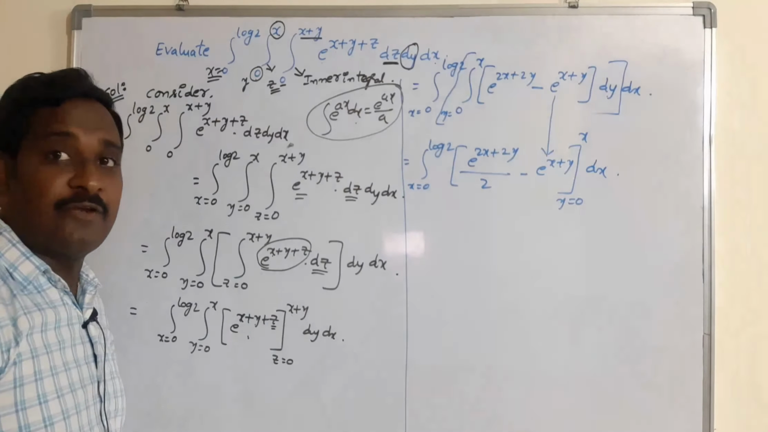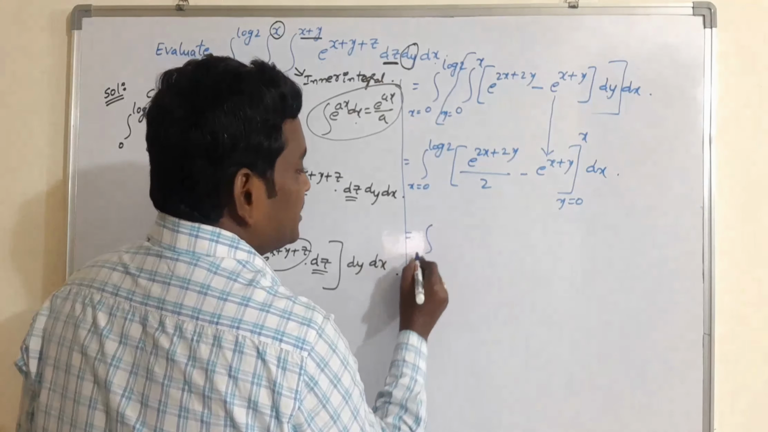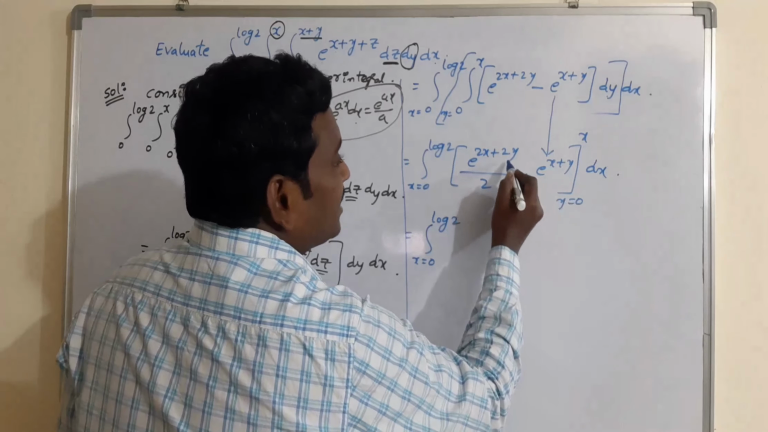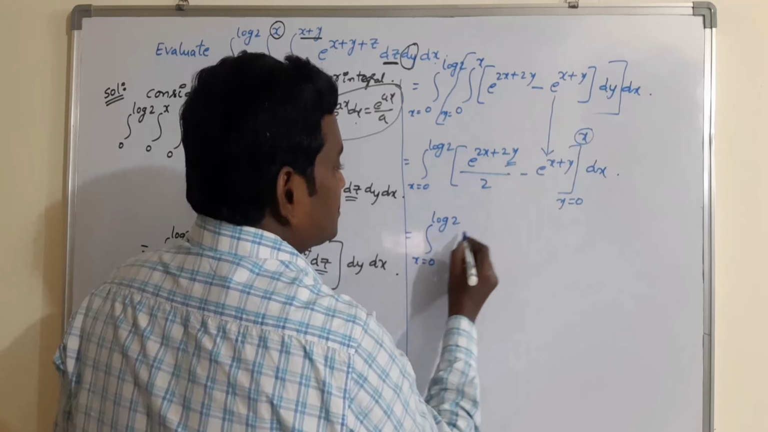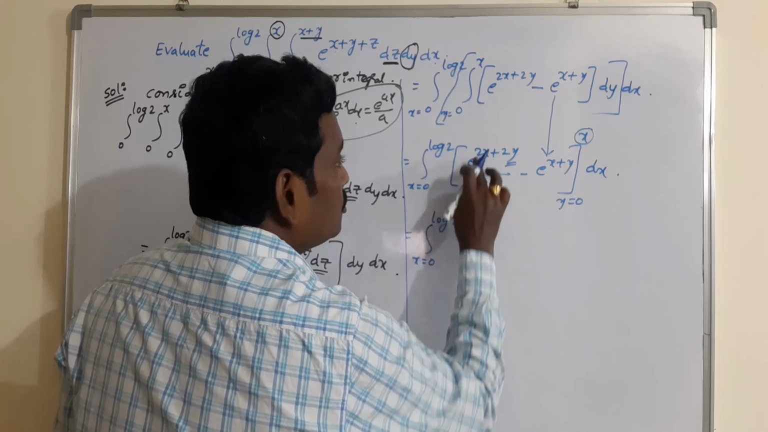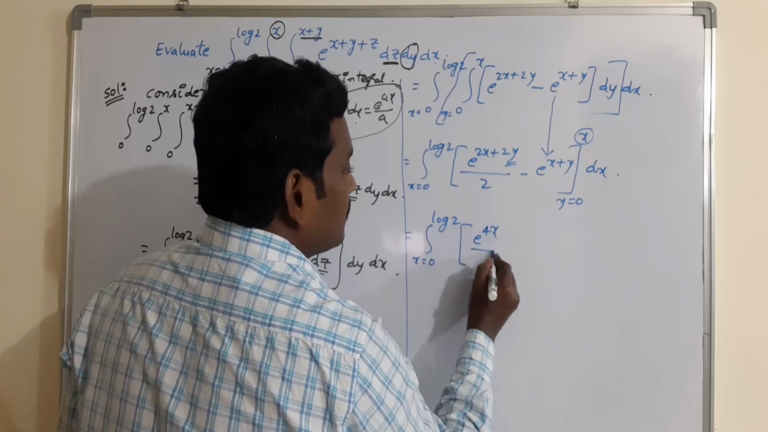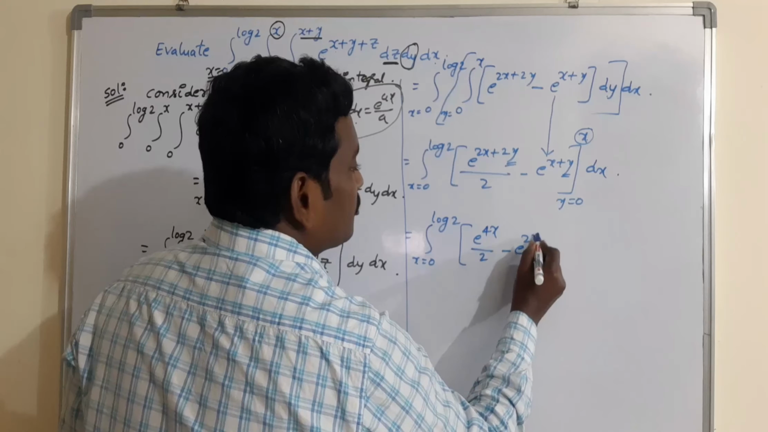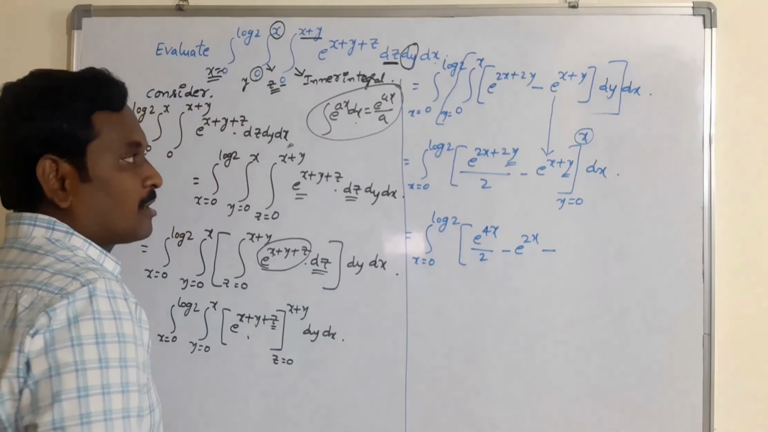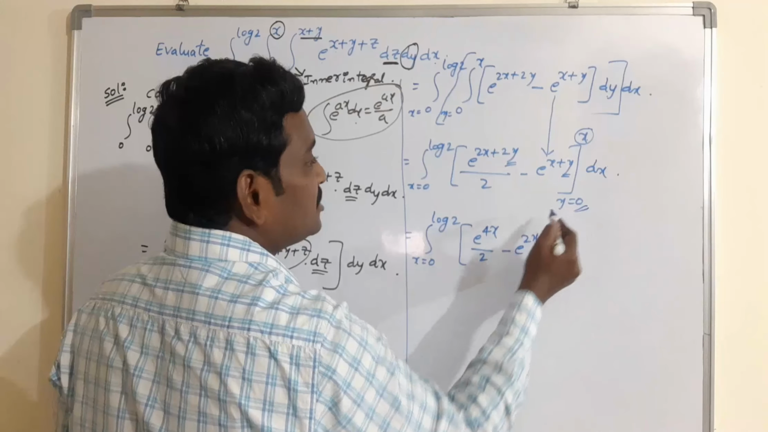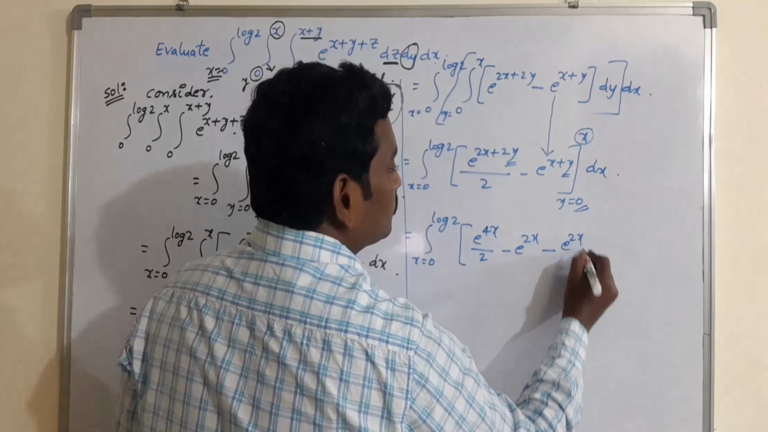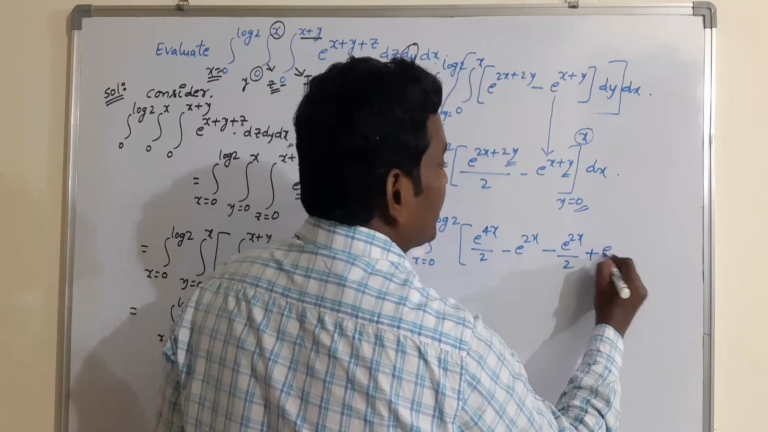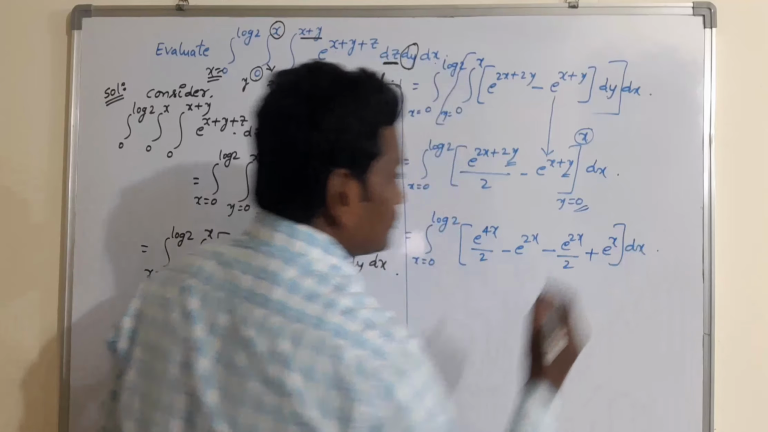Since integration is completed, we have to apply the limits. So integral x is equal to 0 to log 2. Whenever we have y, replace it by upper limit x. So you will get e power 2x plus 2x, 4x by 2, minus replace y by x only, so you will get e power 2x. Minus, apply the lower limit. Whenever we have y, replace it by 0: e power 2x by 2 minus of minus plus, replace y by 0, you will get e power x, whole into dx.